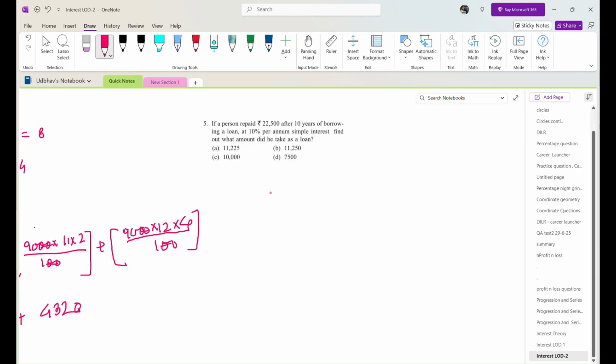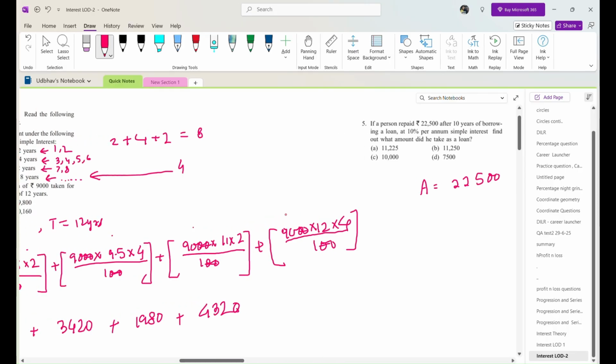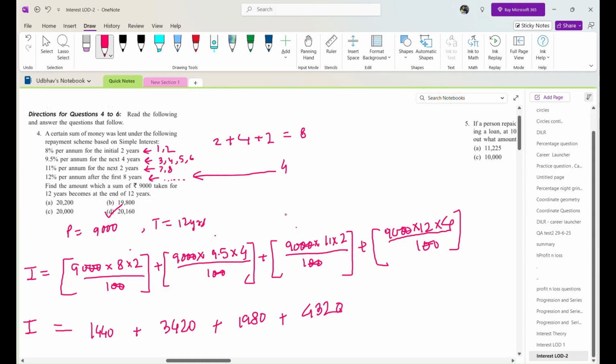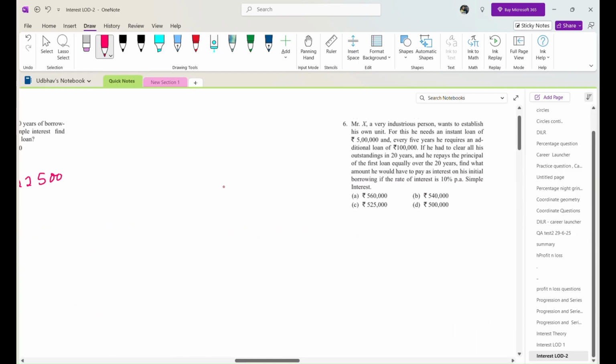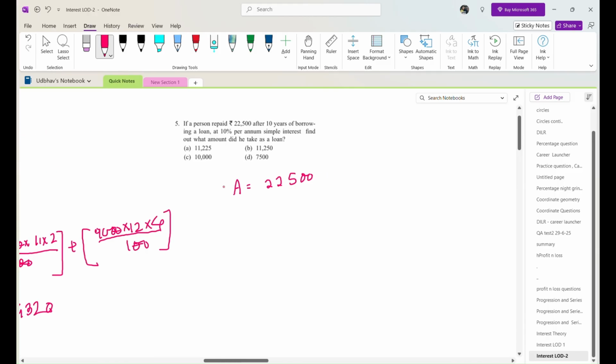so we are given the total amount that he repaid, which is 22,500. This total amount includes the amount which he got as the loan at first, that is the principal amount, and the interest, right? So let's say at 10%. This is a different question. There is no interconnection between them. We don't have to follow the same scheme because the rate of interest here is given as 10%.